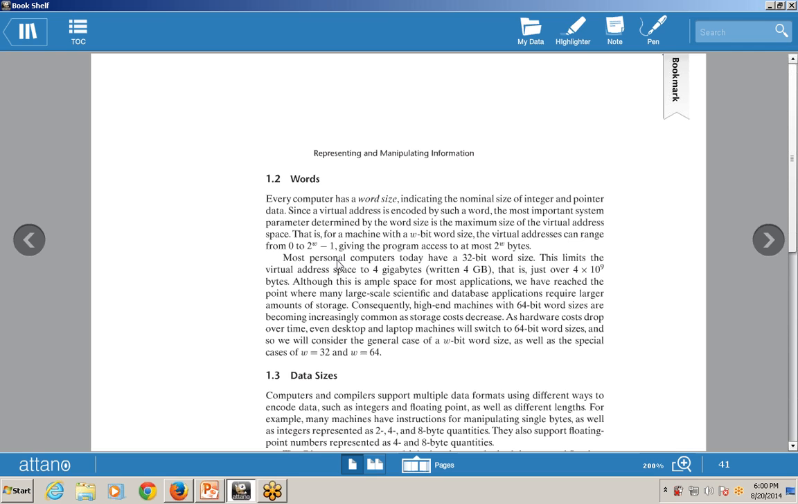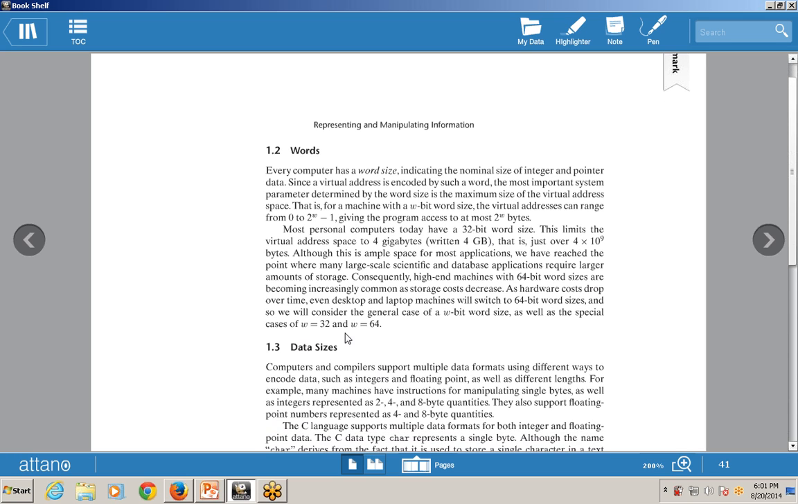This is one of the important lines, that most computers even today use a 32-bit word size. That is, the virtual address space is limited to 4 gigabytes, that is 4 GB. So this is one of the important lines, that most computers use a 32-bit word size.